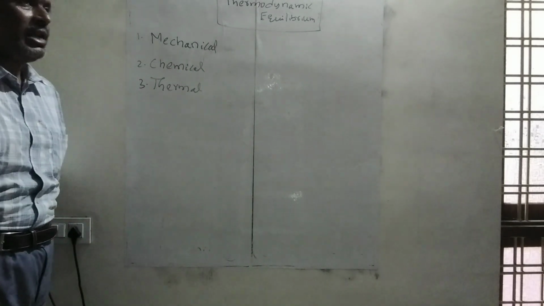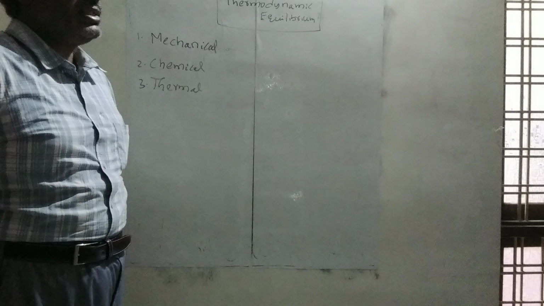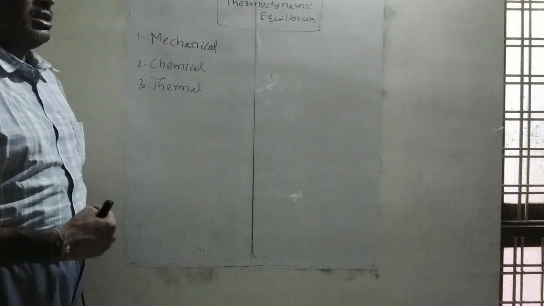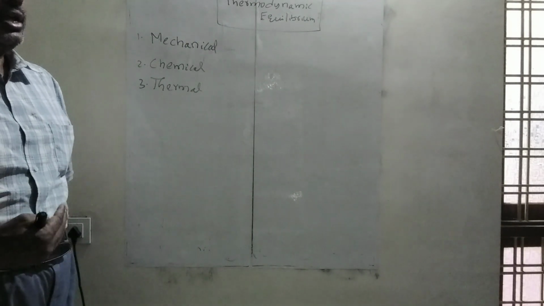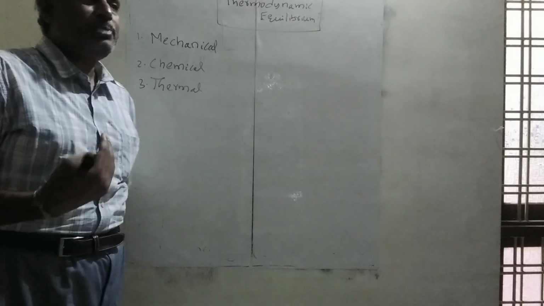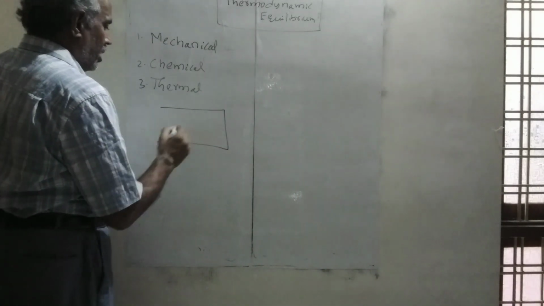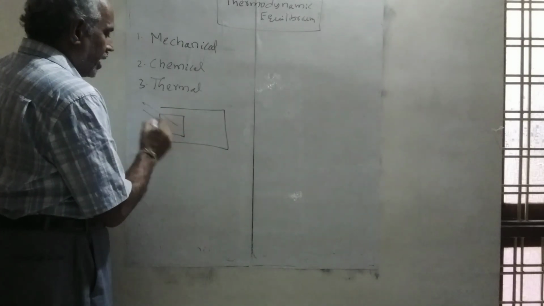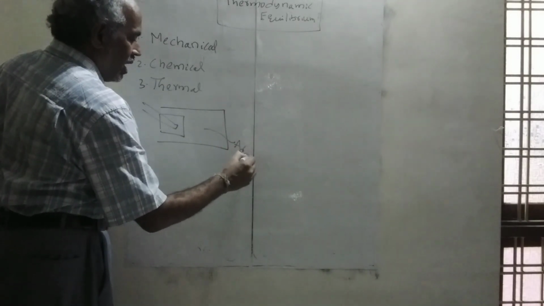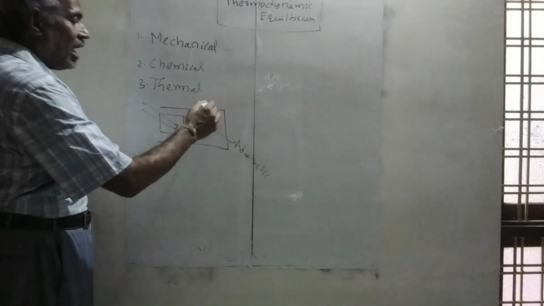The third one is thermal equilibrium. Now, in this device, if the temperature is not uniformly distributed, or there is a possibility of thermal leakage or something. For example, if you take a cylinder and a piston, and we are trying to assume adiabatic expansion. In adiabatic expansion, there should not be any heat transfer from the system to the surroundings.